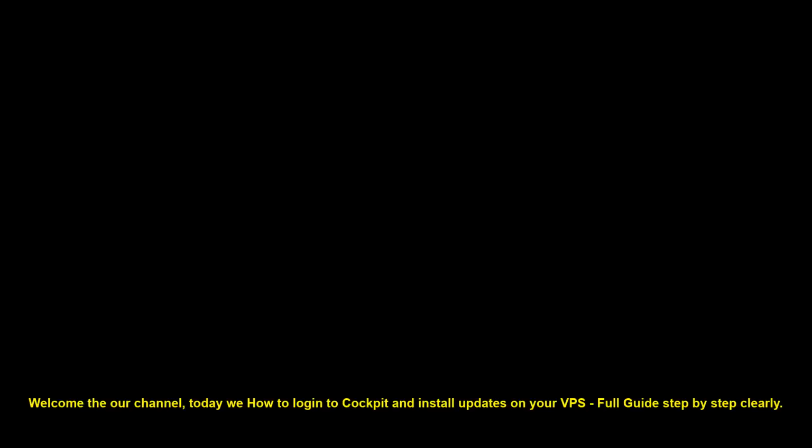Today we will show how to log into Cockpit and install updates on your VPS, full guide step by step clearly. To start, open your web browser. In the address bar, type the IP address of your VPS, followed by port 9090. For example, enter http:// your VPS IP 9090. Press enter to navigate to the Cockpit login page.